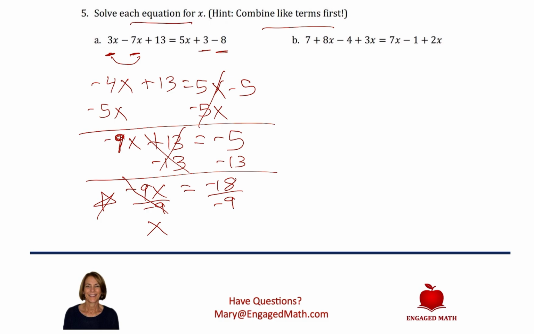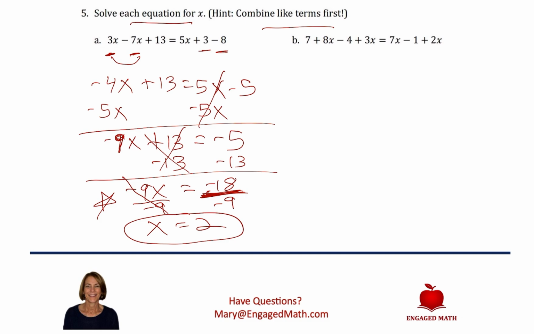Now remember, when I put a fraction line, that means division. So this fraction line means negative 18 divided by negative 9, which we know is a positive 2, and that is our final answer, x equals 2. Okay, let's look at the next problem.